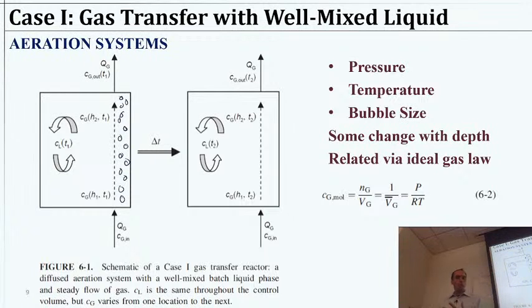And we can track essentially most, if not all, of that with the ideal gas law, right? We can say that our concentration in the gas, in moles per liter, would be the moles per volume, and that would correspond to P over RT.